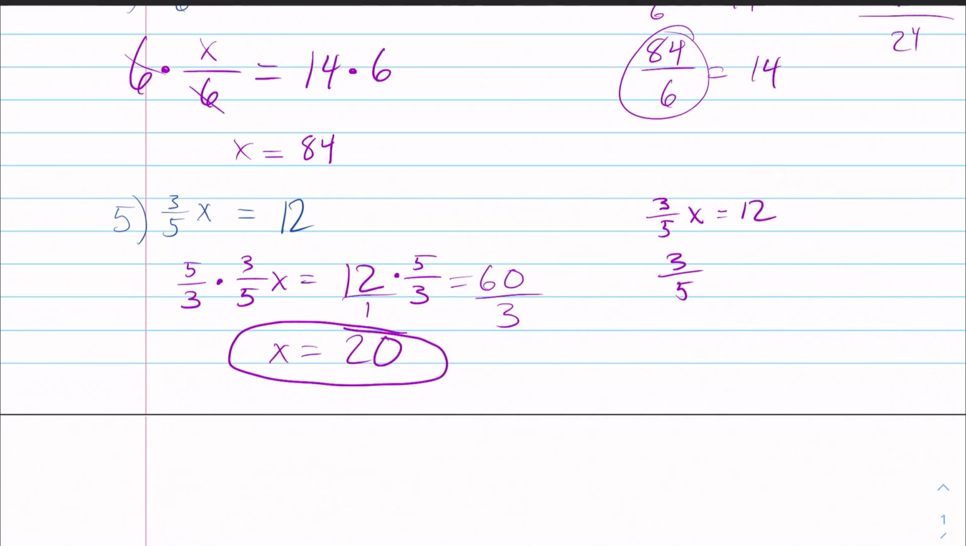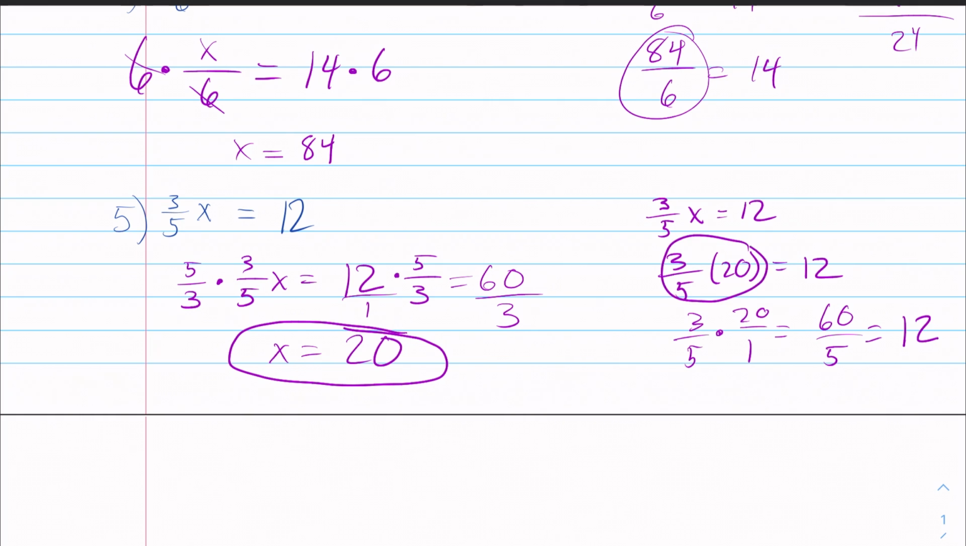So 3/5 times 20 equals 12. And then I just do a little bit of fraction multiplication, 3/5 times 20 over 1, and that gives me 60 over 5. And then I just got to think, what's 60 divided by 5? And if you remember your multiplication facts, 60 divided by 5 is 12. So I wind up with 12 over here and 12 over here. So my solution is correct.